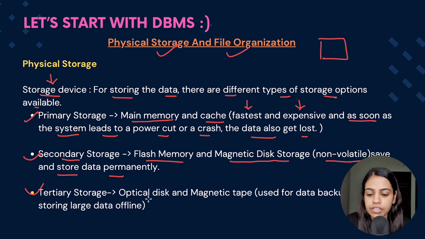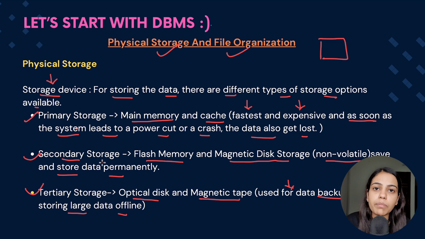Now coming to the tertiary storage, it basically involves optical disk and magnetic tape. It is used for data backup and storing large data offline. So whenever you want to store large data, you use this tertiary storage. Whenever you want to store the data permanently, you use this non-volatile, or secondary, storage. And whenever you want to store data for some duration, you can use primary storage. Although primary storage is the fastest, it is also expensive.